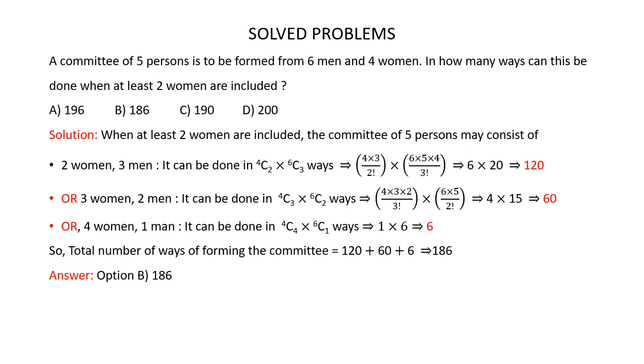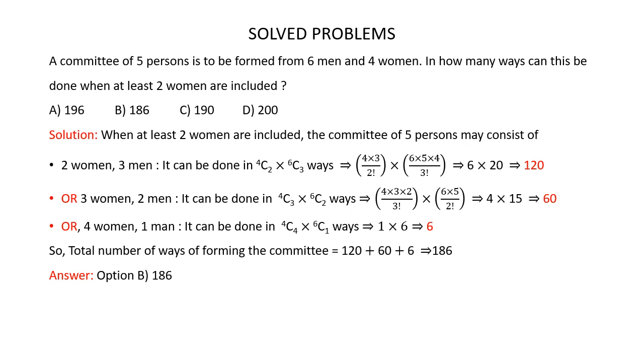Now we have found out that the committee of 5 persons may consist of 2 women and 3 men, and this can be formed in 120 ways. Or the committee of 5 persons may consist of 3 women and 2 men, and this can be selected in 60 ways. Or the committee of 5 persons may consist of 4 women and 1 man, and this can be selected in 6 ways.